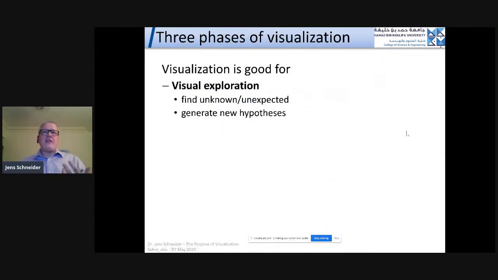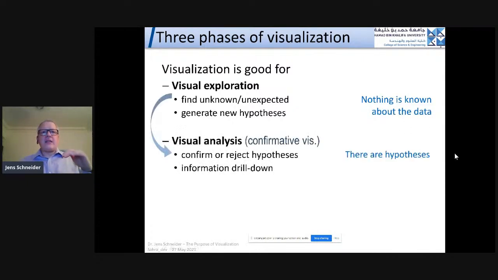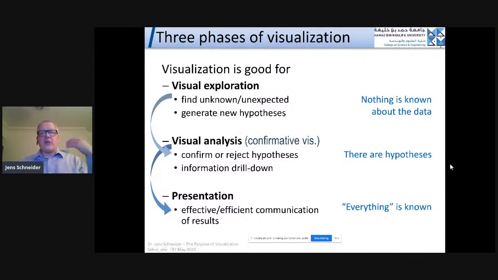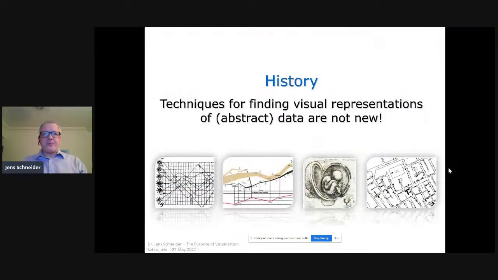There are three phases of visualization. Visual exploration, where you know nothing about the data, so you want to find unknown, unexpected things. You want to see features, structures, generate new hypotheses. Then we have the next stage where we have some hypothesis, and this is the confirmative visualization, where we want to know, are we right with our assumptions, and where we drill down to get to the information. And then we have the presentation, where we just communicate our findings with other people.